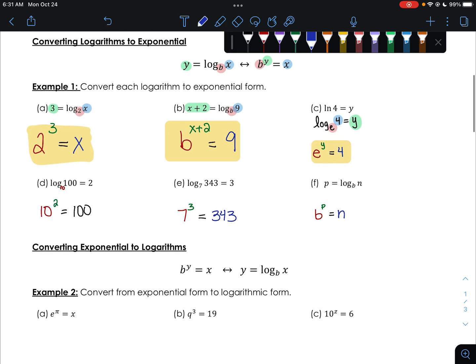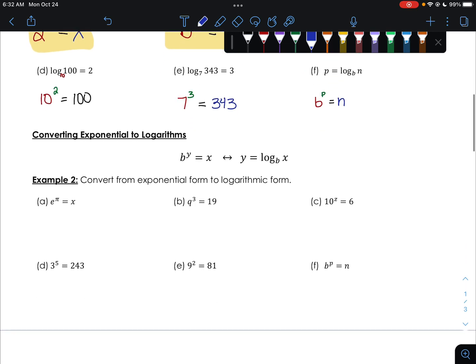So hopefully you did those correctly. If not, write down any questions you may have so you don't forget to ask them. Now we are converting exponentials to logs, so we're just going in the opposite direction. Again, I have the conversion formula right there to help you.